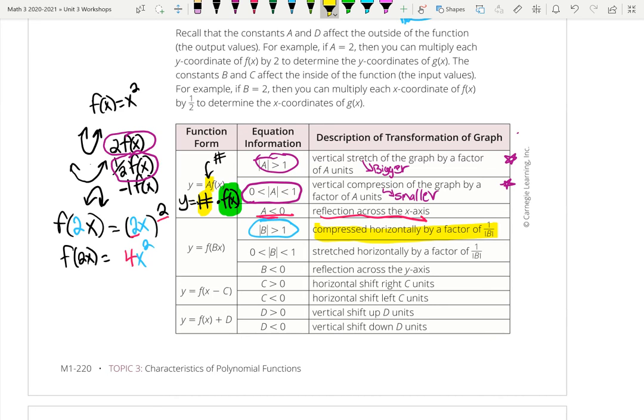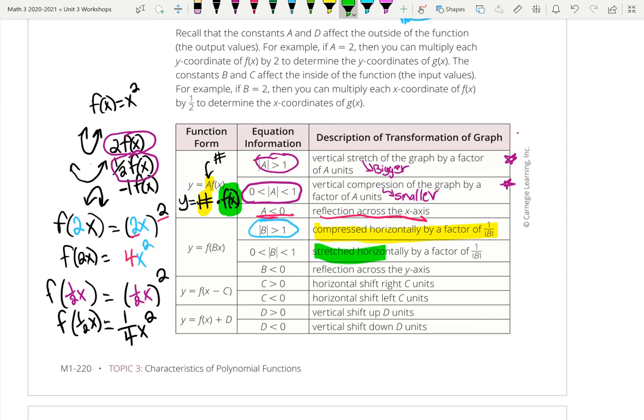If I were to substitute it with a fraction, let's go ahead and say f, what am I going to replace my x with this time? Let's go with 1/2 x. That's going to be 1/2 x. Now, let me clean it up a little bit. This is going to result in 1/2 times 1/2 is 1/4 x squared. Notice here, this translates to be stretched horizontally by a factor of b.